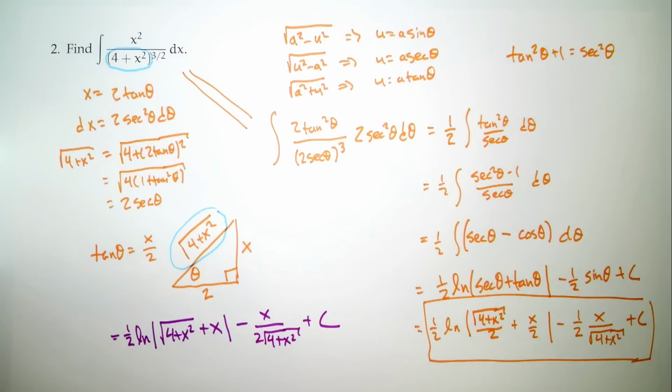Yes? I have a question. Sure. It's a little bit backwards. Okay, all right. Square the x squared on the top of the original integral, that's 2 tangent theta.